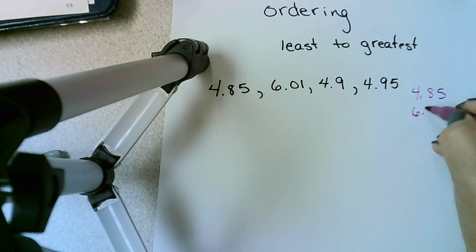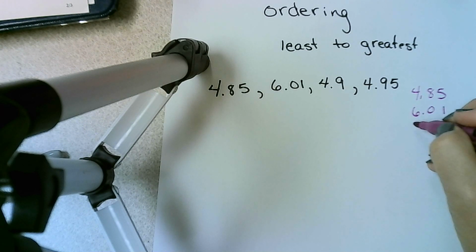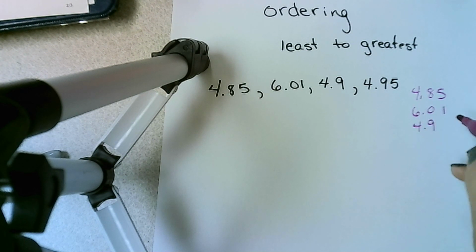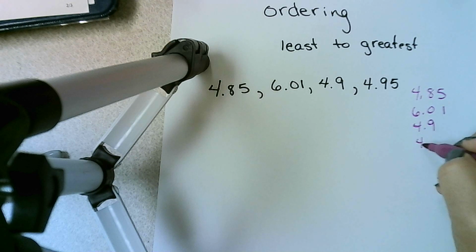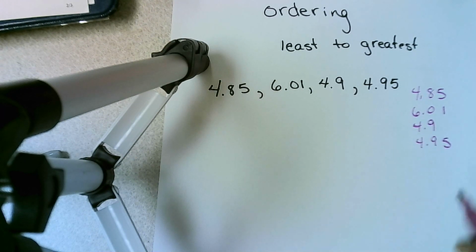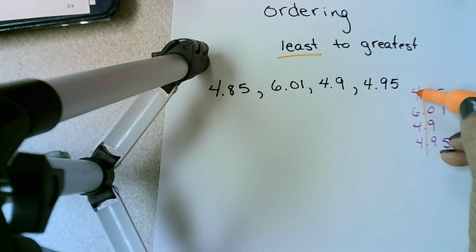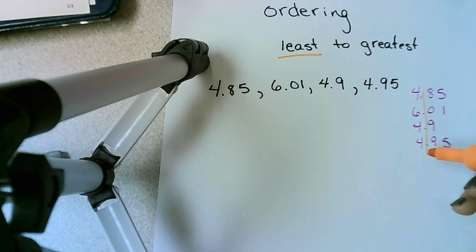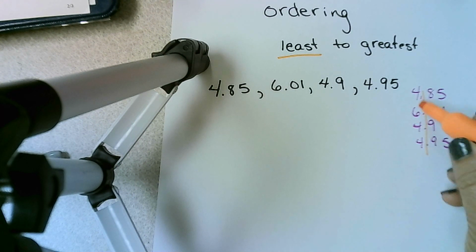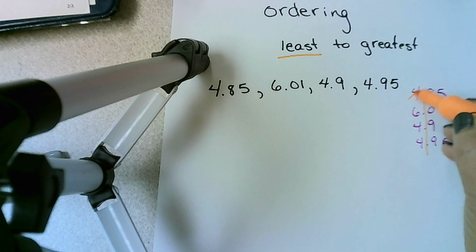4.85, 6.01, 4.9, 4.95. Now that you have all of them lined up with a decimal point, you're going to start on the left and look for the smallest one. Well, 4 is the smallest, but we've got 3 4s. So we have to go to the next one.